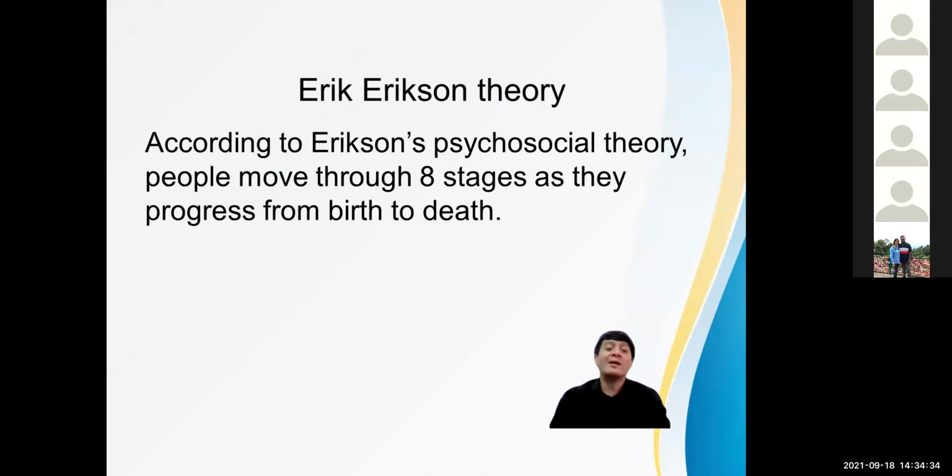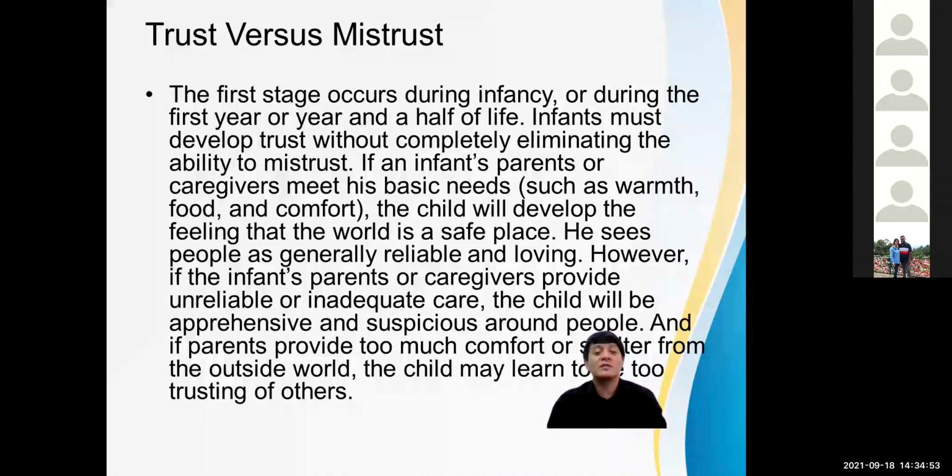Now, the Erik Erikson theory is more into the psychosocial theory. You know, when we socialize in a psychological way, we try to communicate. And people move through eight stages as they progress from birth to death. That's the theoretical framework of Erik Erikson. Now, trust versus mistrust is the first stage from Erikson's theory, which occurs during infancy.